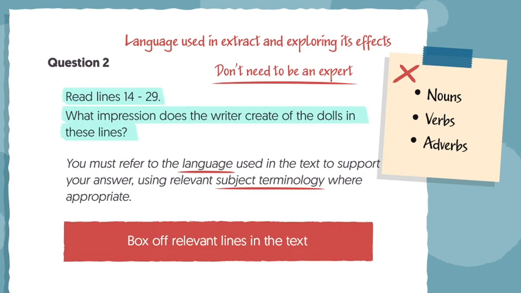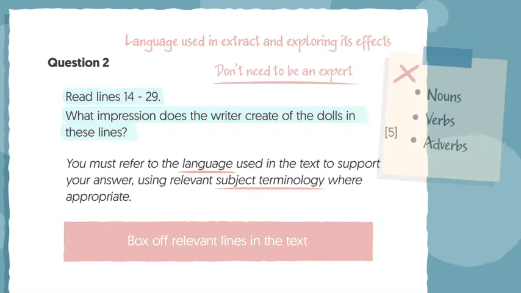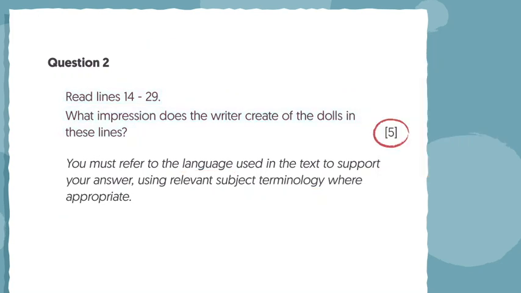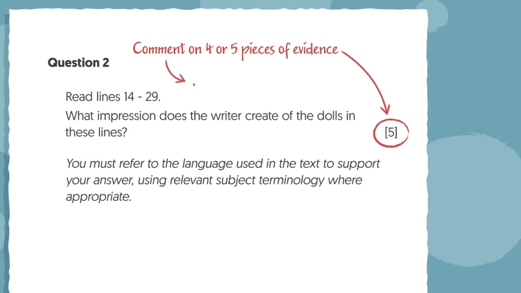As always, you should box off the relevant lines in the text yourself, so you don't lose track when you're reading through the extract. There are only 5 marks for this question, so the examiner isn't expecting you to write reams and reams. You just need to comment on a range. For 5 marks, this means 4 or 5 pieces of evidence that will enable you to form accurate impressions.